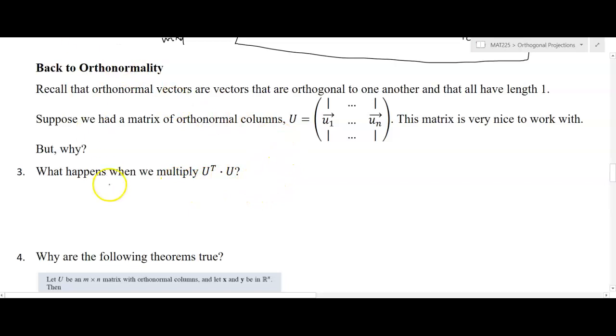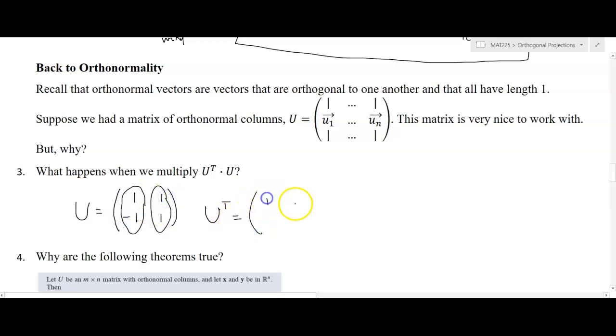Well, let's go ahead and take a look at a quick example. Let's say that I had the vectors 1, -1, and 1, 1, and that was my matrix U. These are orthogonal because if I take 1, -1 dotted with 1, 1, I get 1 minus 1, which is 0. So these two vectors are orthogonal. Now, U transpose is just going to be take the columns and turn them into rows, which will give us 1, -1 as the first row, and then 1, 1 as the second row.